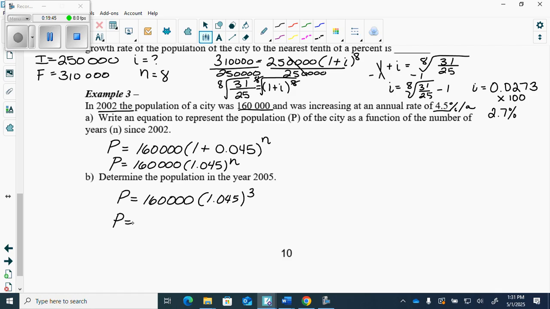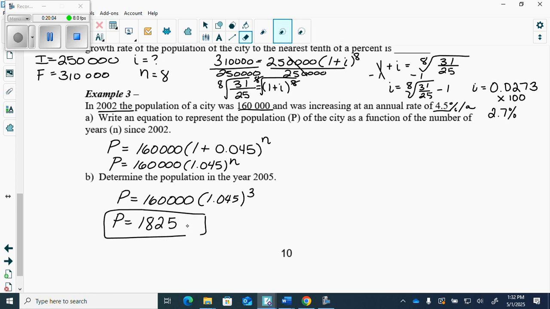Typing it in. 182,587. With population, we would round down, actually. 586. Can't get a partial person. All right, let's go to the next page. The population in 2005 was 182,586.